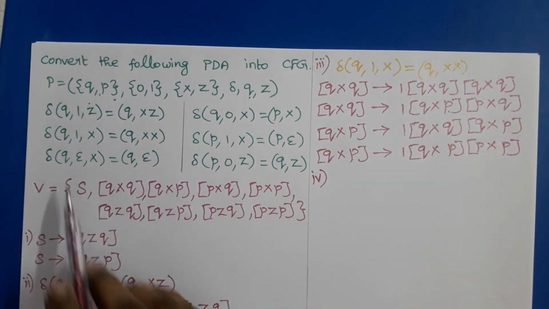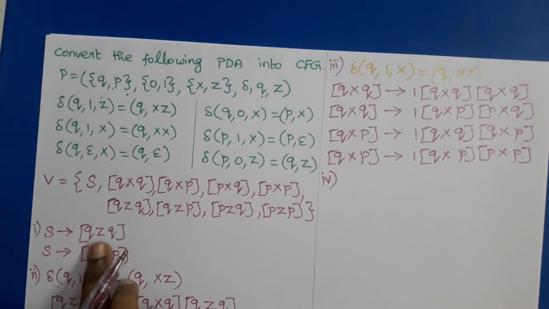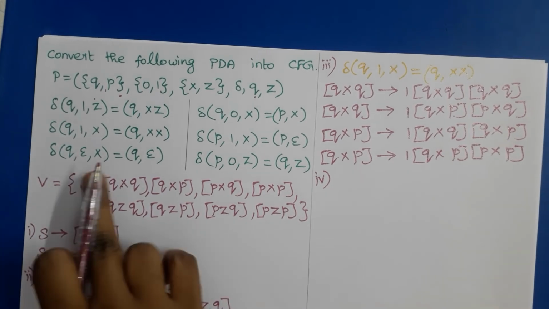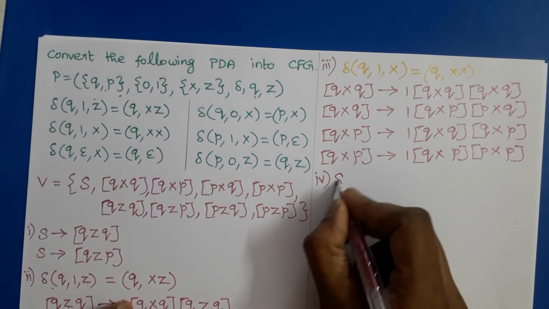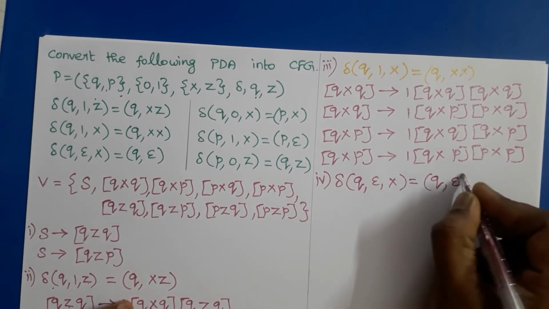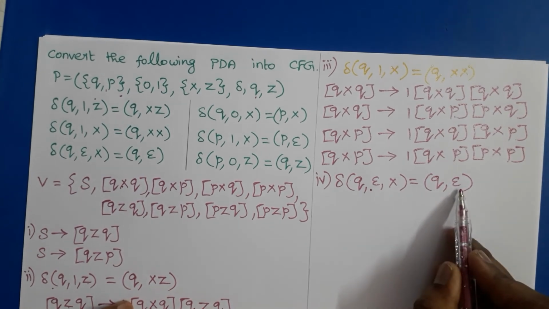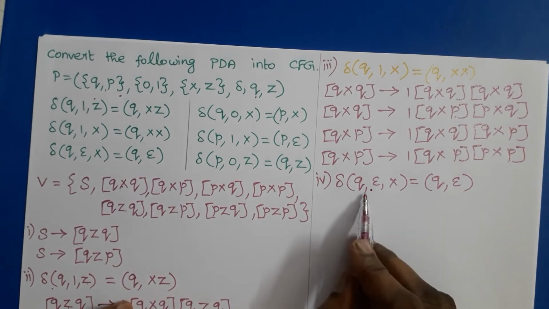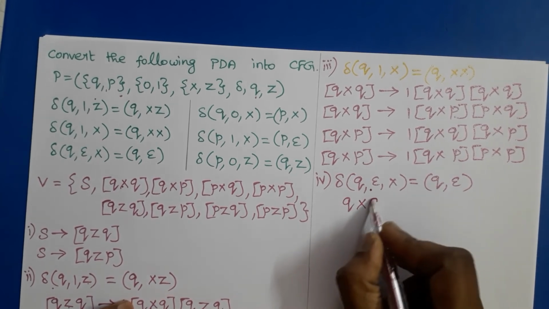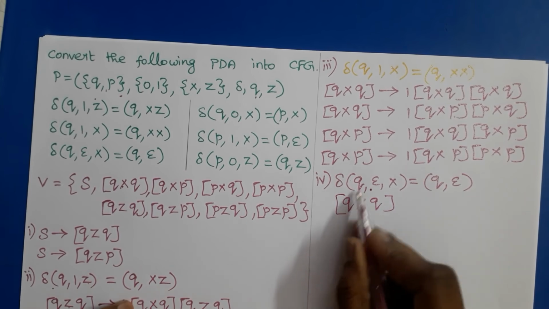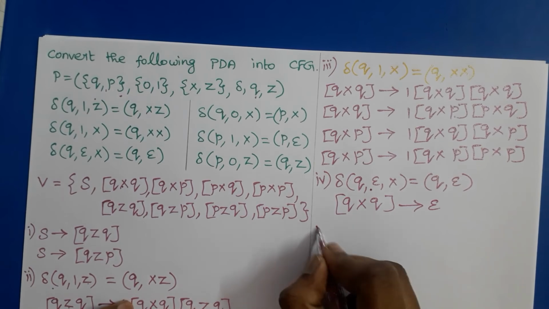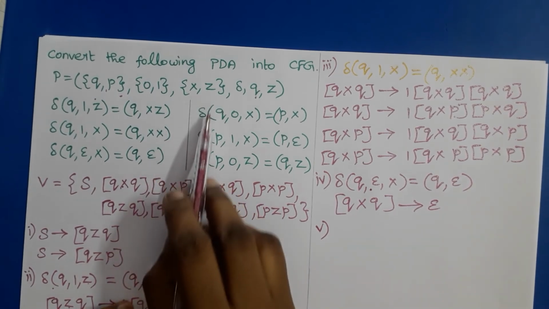So now the fourth one. The fourth rule is the third transition function, because I have considered this as the first step. So the fourth set of productions can be formed from the third transition function. So del of Q comma epsilon comma X equal to Q comma epsilon. So here epsilon and epsilon came, so we will get only one production. So QXQ, this is a variable. So QXQ implies epsilon.